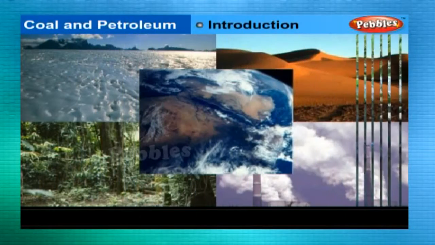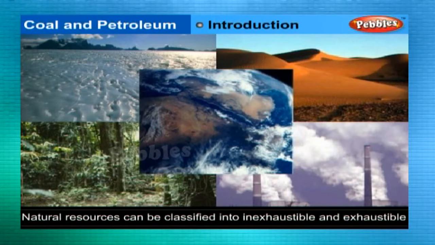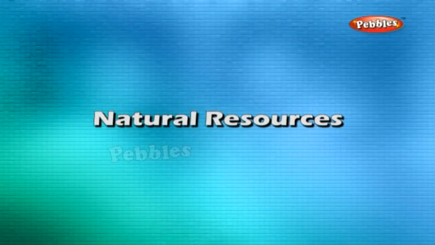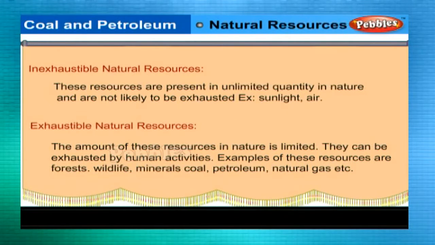In the light of the availability of various resources in nature, natural resources can be broadly classified into inexhaustible and exhaustible resources. Inexhaustible natural resources are present in unlimited quantity in nature and are not likely to be exhausted, that are sunlight, air.